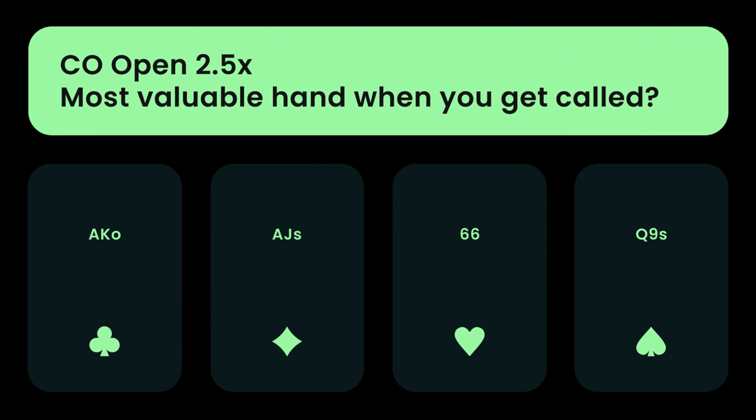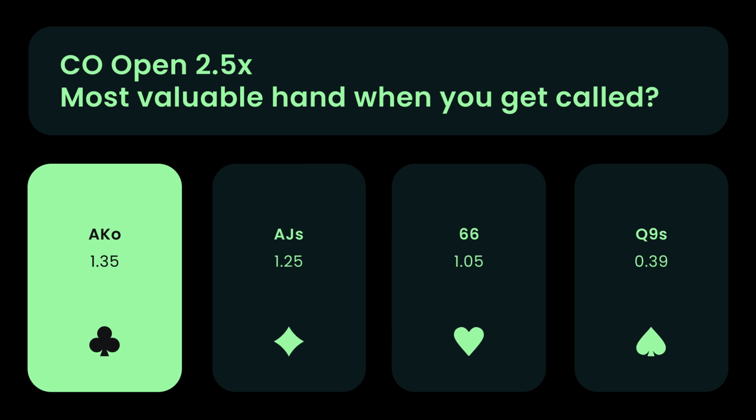Which of these do you think is the most valuable hand when you get called? Ace-King offsuit, Ace-Jack suited, 6-6, or Queen-9 suited? Well, no surprise here. It is Ace-King offsuit. And Ace-King, I mean, it doesn't actually derive a lot of its value from calling. Like, most of the value from Ace-King comes from the fact that you can re-raise, the fact that you have excellent blockers. But even then, it's still a premium hand, and it should not be underestimated.